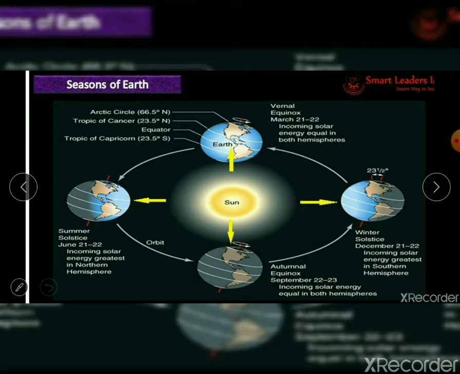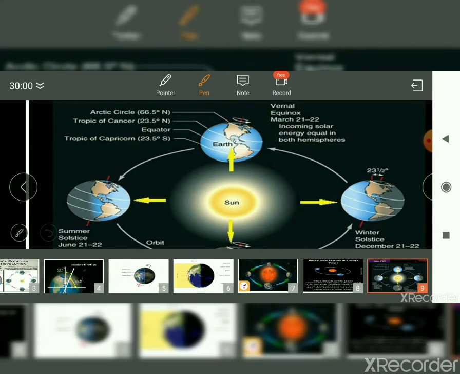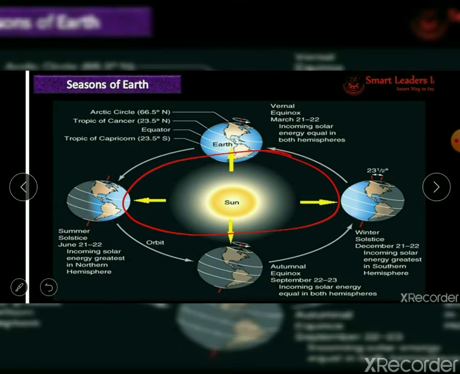In this figure, you can see that Earth is going around the Sun. Now, Earth is going around the Sun in an orbital form. Orbital form means an elliptical orbit. That orbit is called an elliptical orbit. A year is usually divided into 4 seasons. That is summer, winter, spring and autumn seasons.